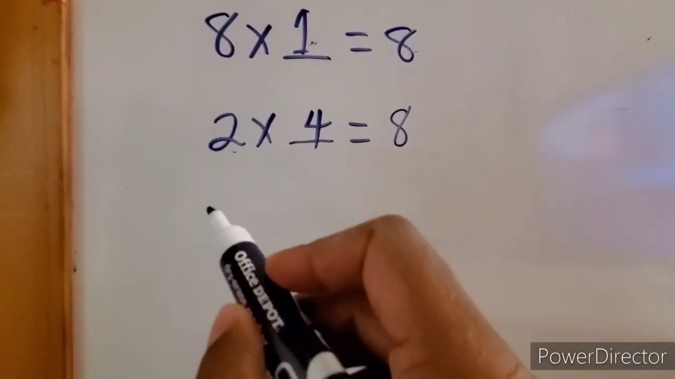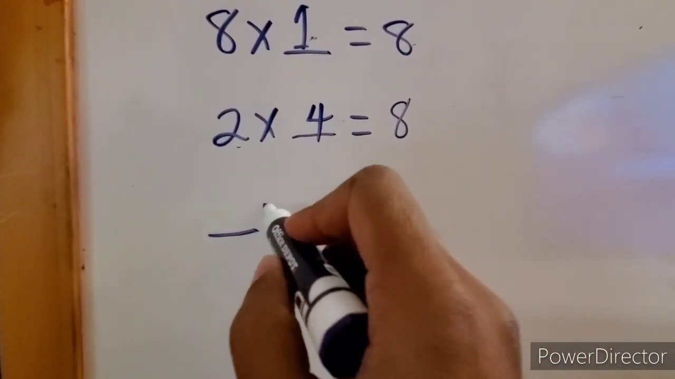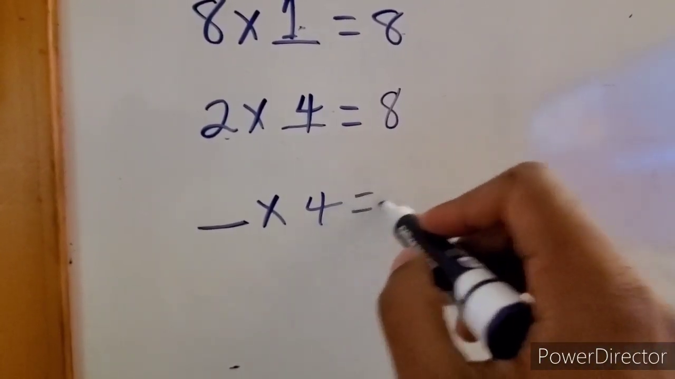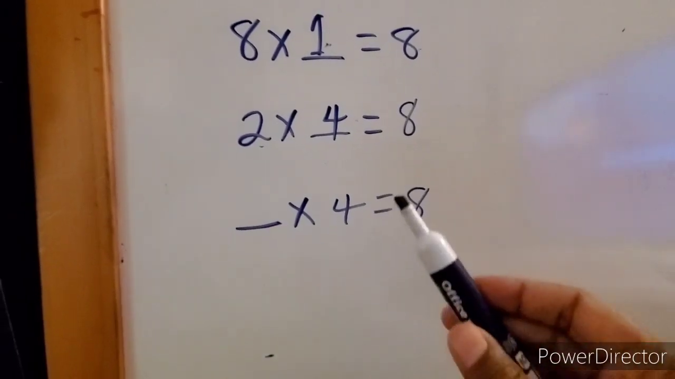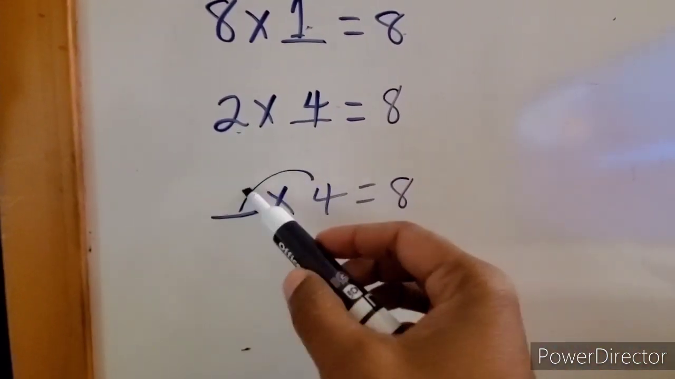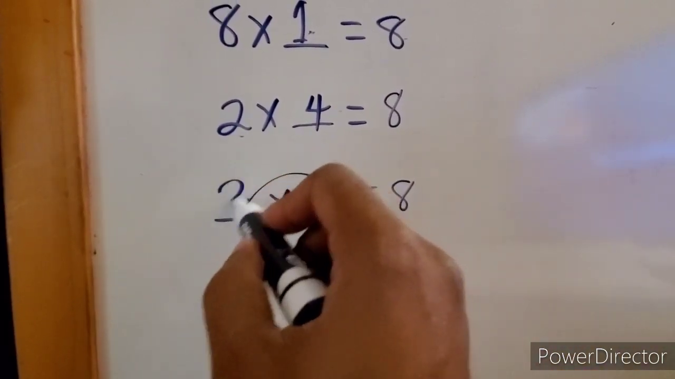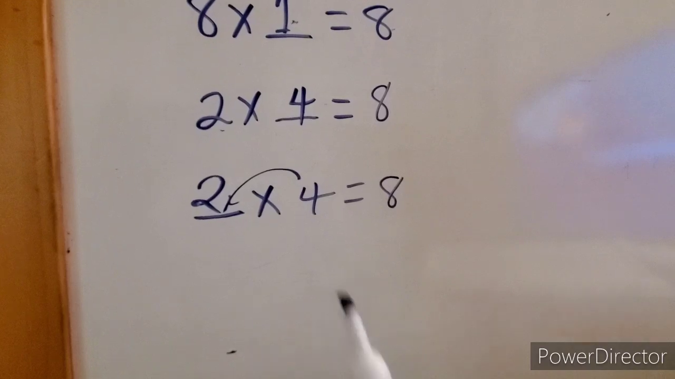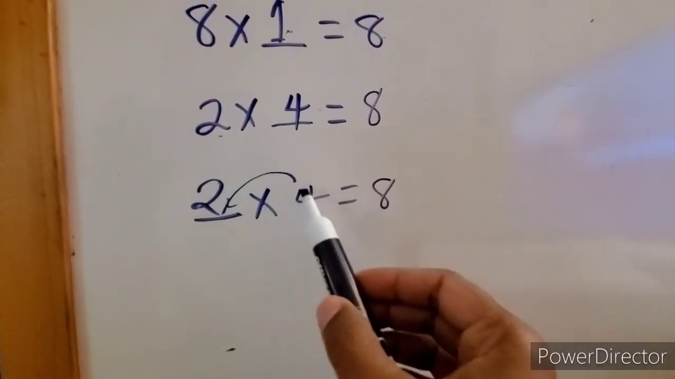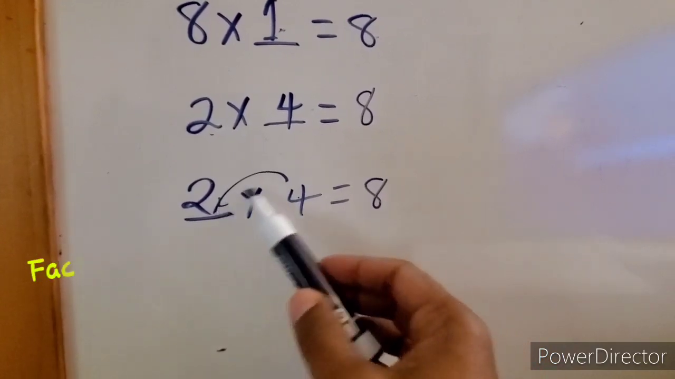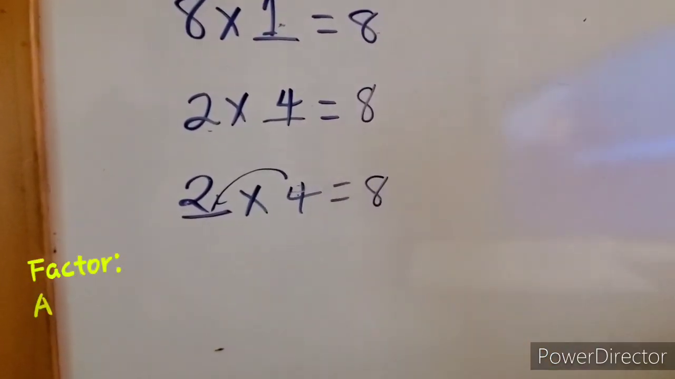Okay, good. Now let's take a look at this one. Blank times 4 equals 8. And of course you see that you have 4 here. 4 times what gives you 8? 4 times 2. Yes, 4 times 2. So those are factors of 8. 2 and 4 are factors of 8. They are smaller than 8 and they can be multiplied to give you 8.